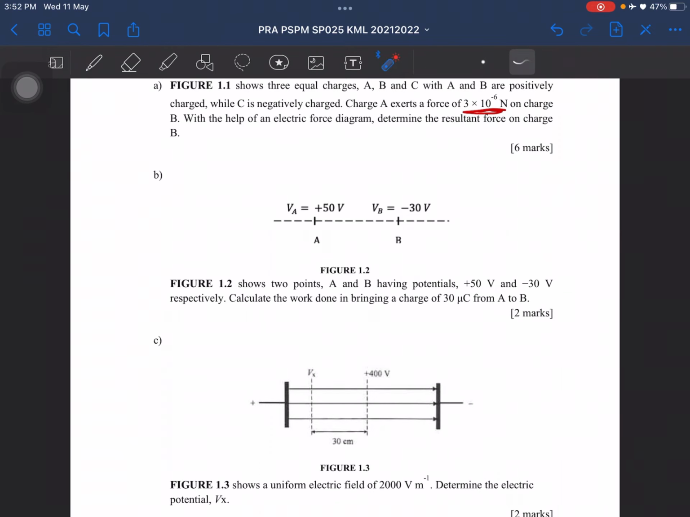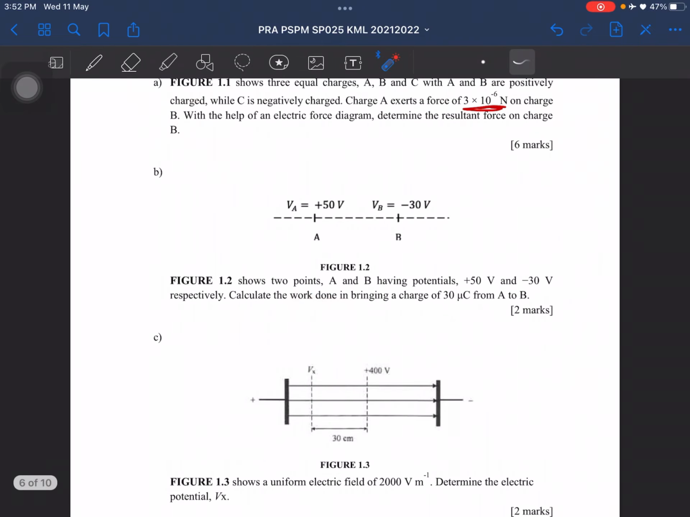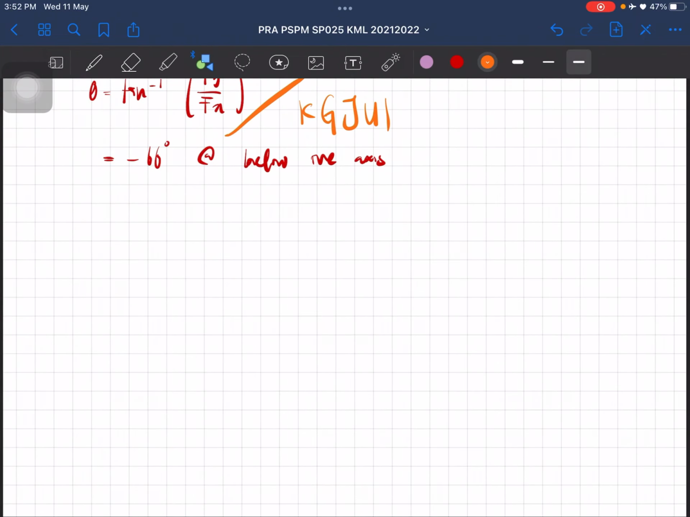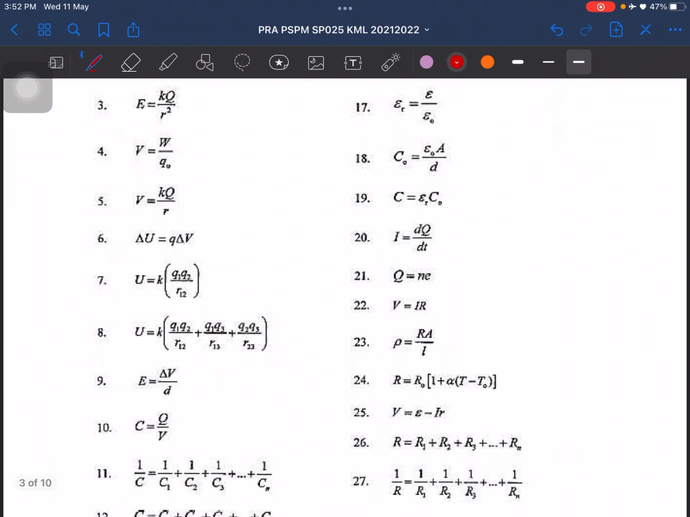So question B, it shows there are 2 points, which is A and B. So point A have potential of 50 volt, point B have a potential of negative 30 volt. So we have to calculate the work done in bringing a charge of 30 microcoulomb from A to B. Okay, so let me do that here. Okay, so we know that the formula for work done is equal to Q delta V. Okay, so this one again is in your formula sheet, so you don't really have to panic if you don't remember the formula, which is number 4.